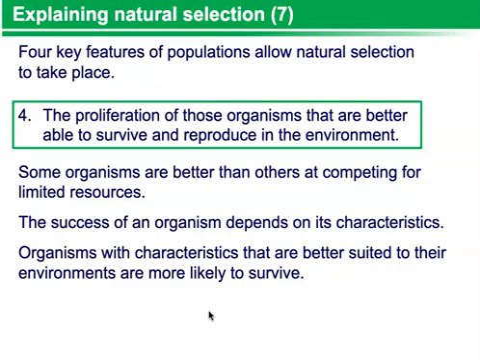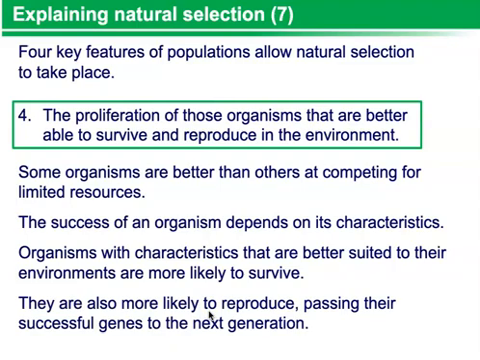Organisms with characteristics that are better suited to their environments are more likely to survive, and then if they are more likely to survive, they are more likely to reproduce and pass those characteristics that allowed them to survive to the next generation. So that is, the successful genes are oftentimes passed to the offspring of the parents.